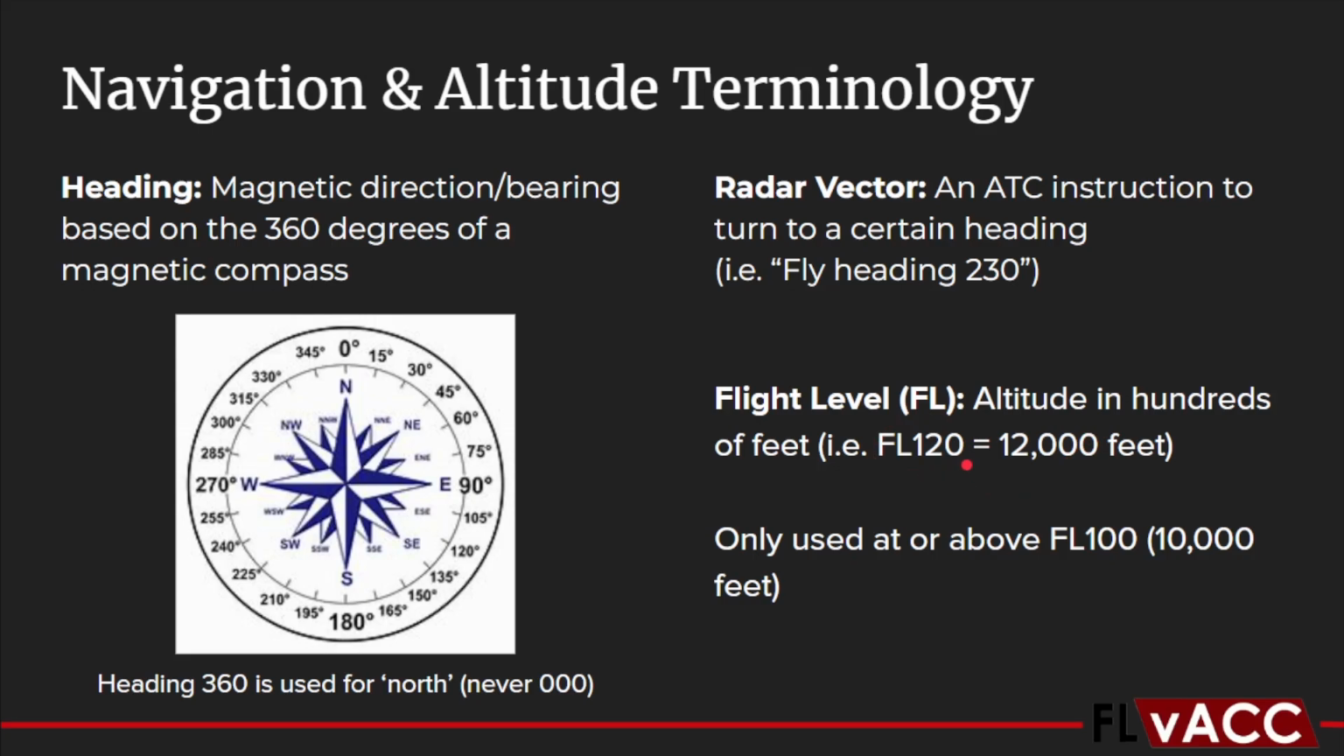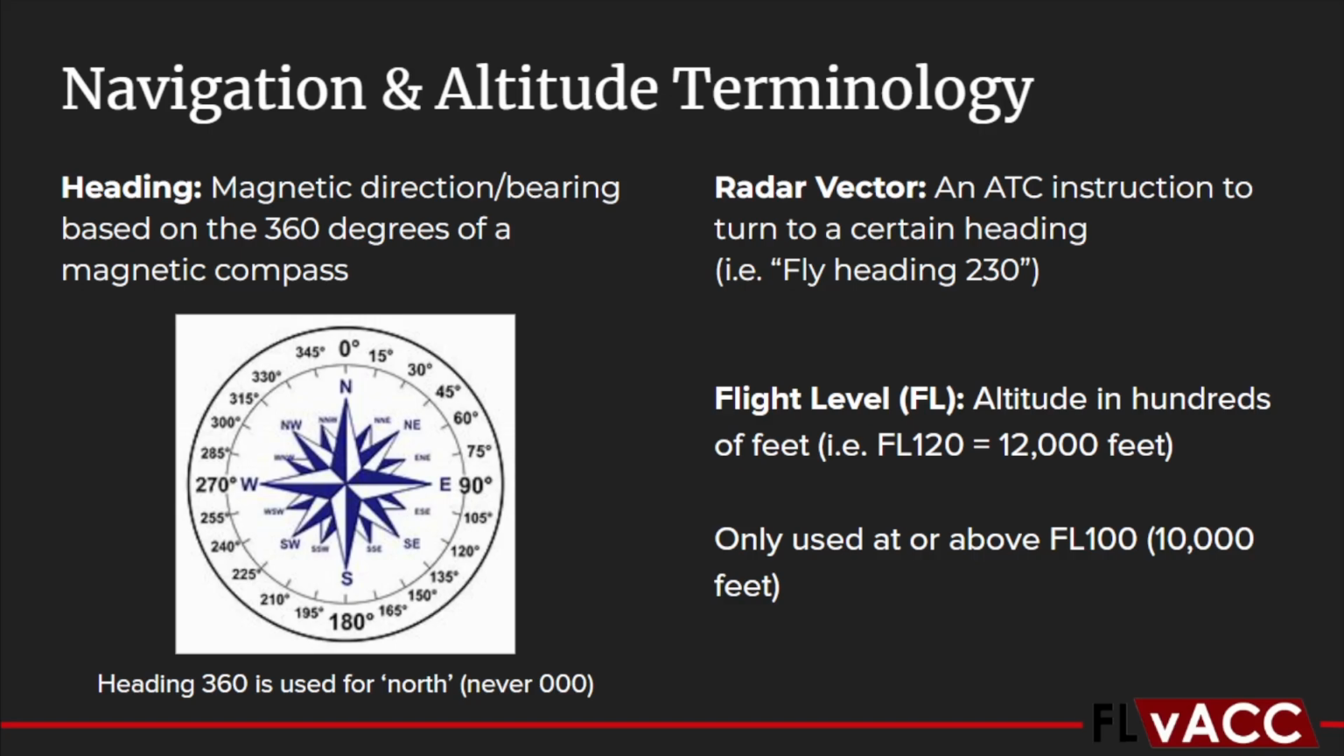To convert from flight levels to feet, just add 2 zeros to the end of the flight level. Flight level 120 with 2 more zeros added to the end would equal 12,000 feet. In flight, altitudes below 10,000 feet are simply said in feet, such as 6,000 feet or 9,000 feet. Altitudes at or above 10,000 feet, however, should be converted to flight levels, such as flight level 100 or flight level 120.